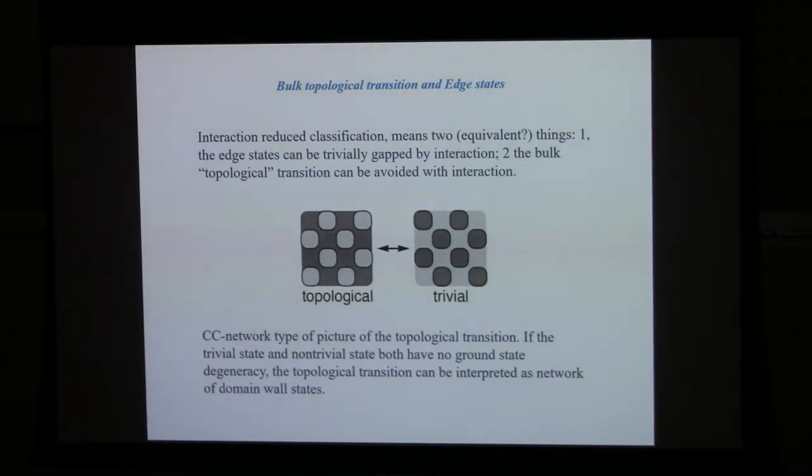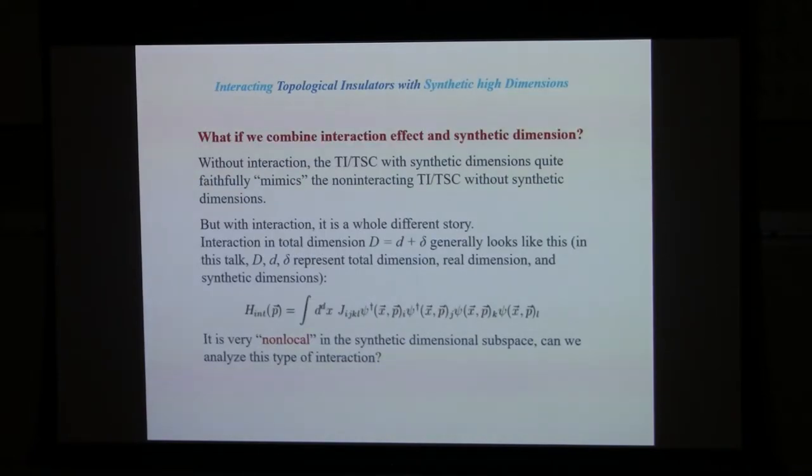This is our current understanding of interacting topological insulators and interacting topological superconductors. We know for sure that interaction can reduce or collapse the classification of a topological insulator or topological superconductor. But now let's imagine, what if some of the dimensions are synthetic? This is a new question to ask.